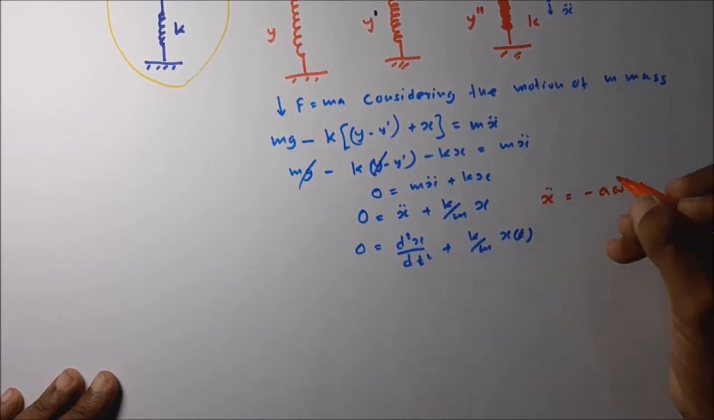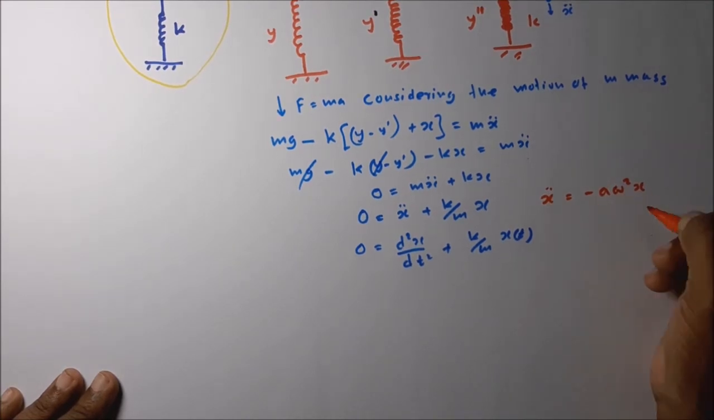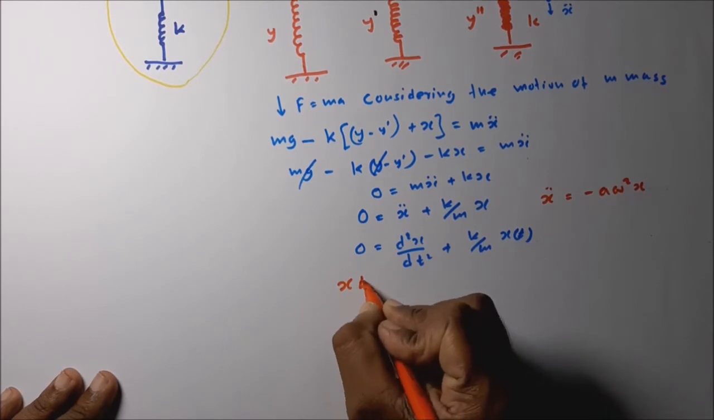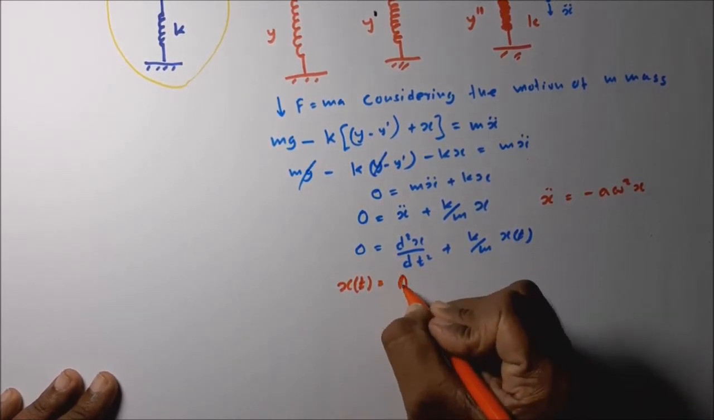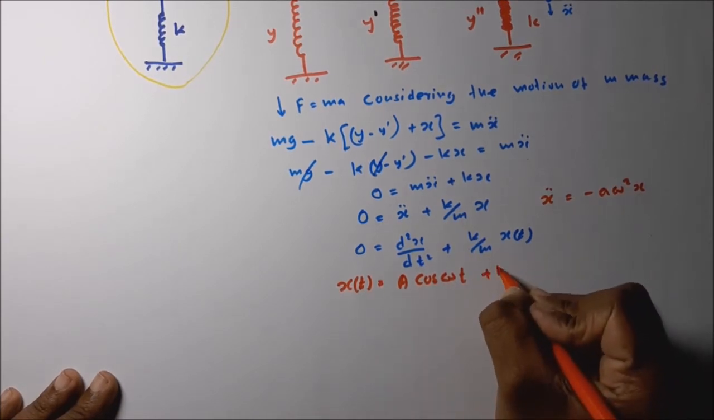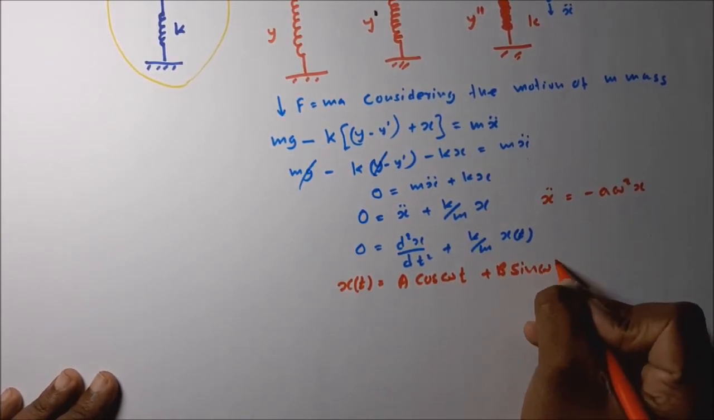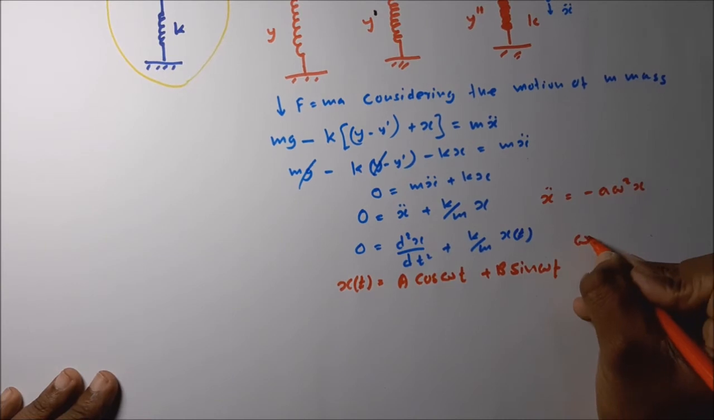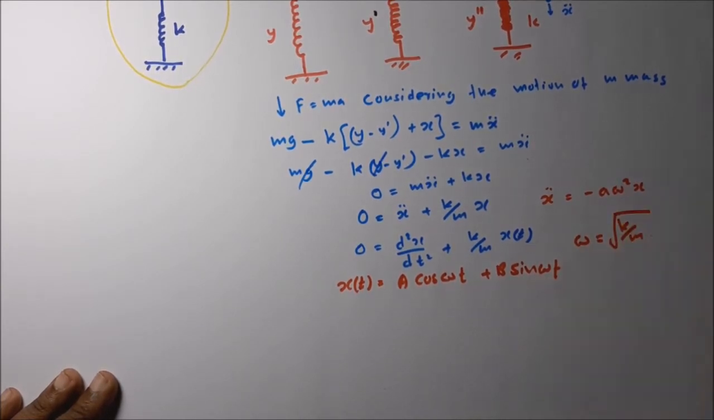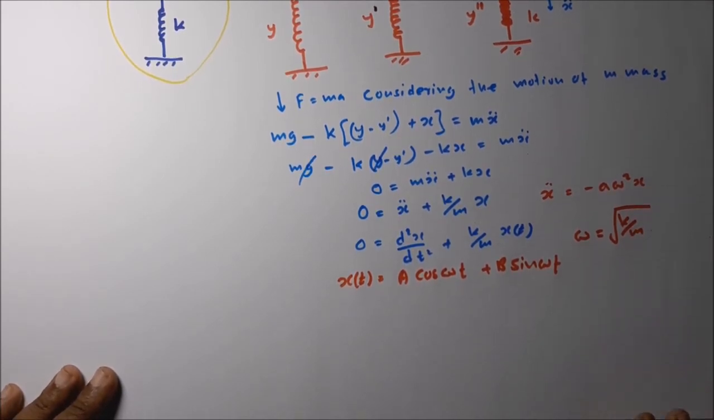Okay, the solution of this differential equation, we can write x(t) is equal to a cos omega t plus b sin omega t. Here omega is equal to the square root of k divided by m.